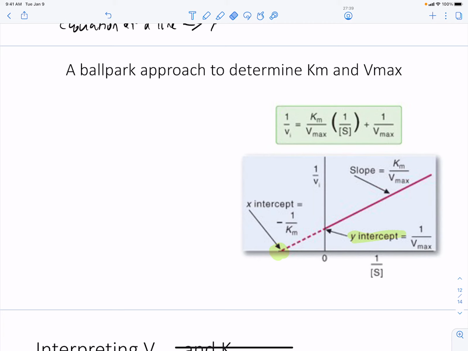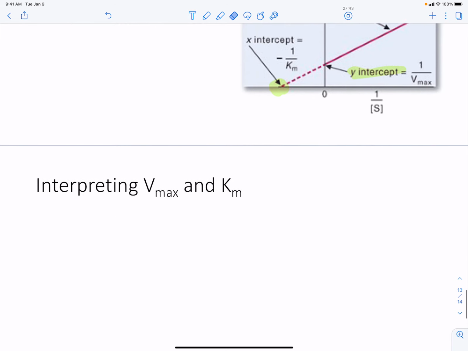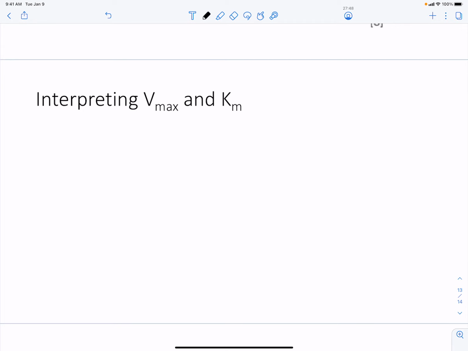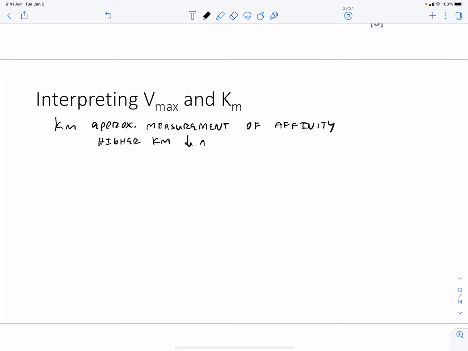So now, if you're going to interpret your Vmax and Km, there are a few things. The Km, remember, is an approximate measurement of affinity. This is the affinity of the substrate for the enzyme. So the higher the Km, the less affinity. We just saw that with our glucokinase and hexokinase. Remember, our hexokinase 1 had a very low Km, so it had higher affinity for glucose. And our glucokinase had a very high Km, so it had a lower affinity for glucose.